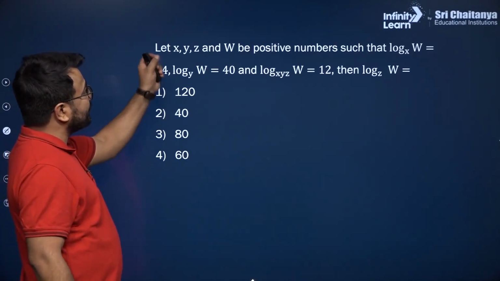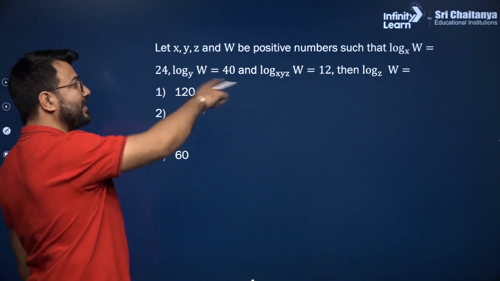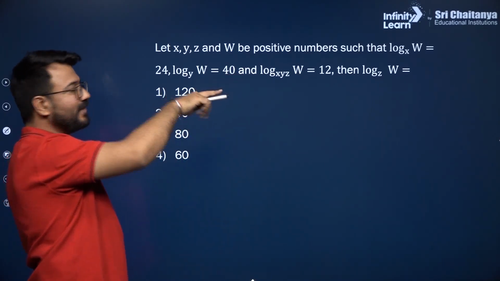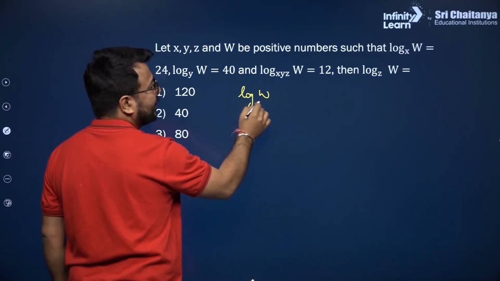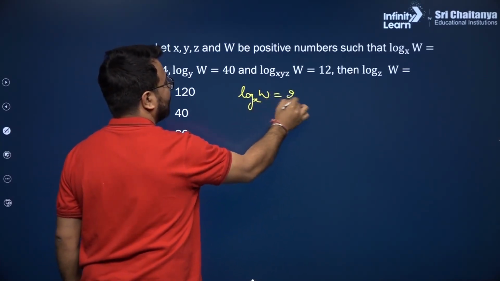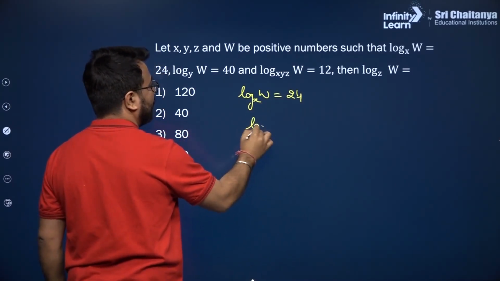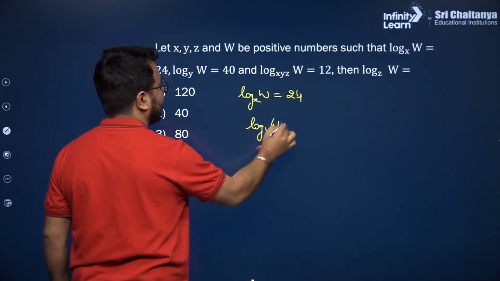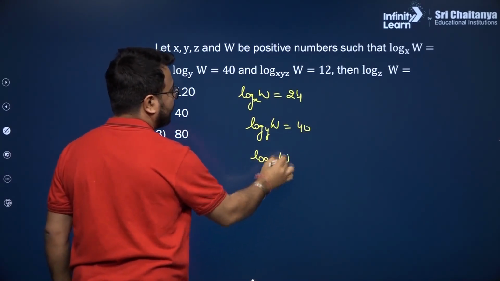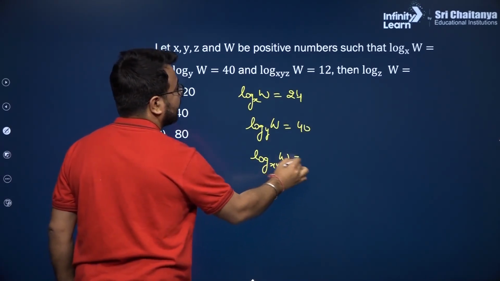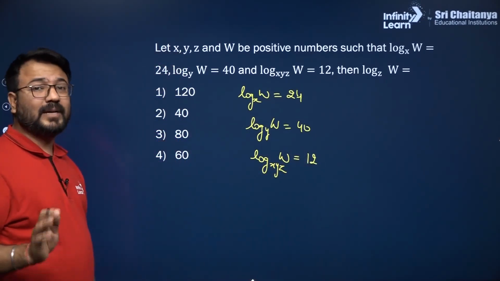Here we have x, y, z and w as positive numbers. The logarithm relationship has been given to you: log w to the base x is given as 24. There is another logarithm, log w to the base y, which equals 40. And there is another, log w to the base xyz, which is given as 12. Then we need to find the value of log w to the base z.